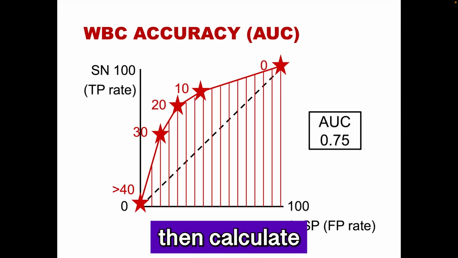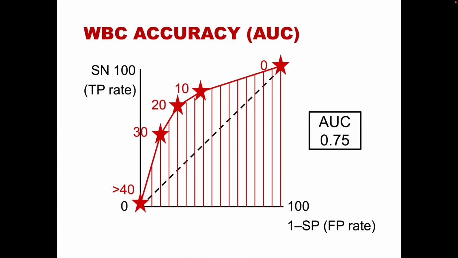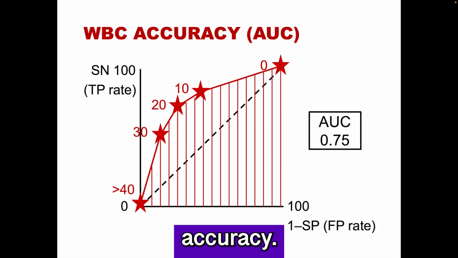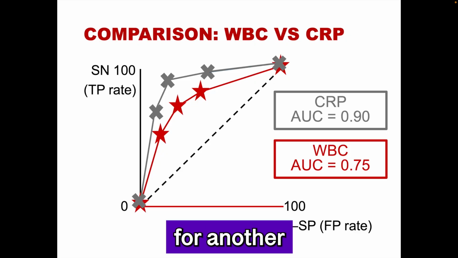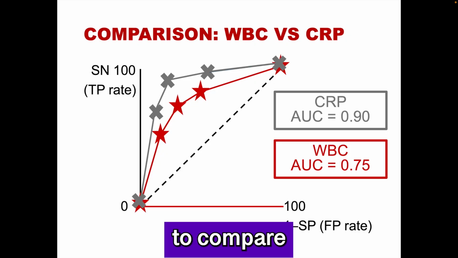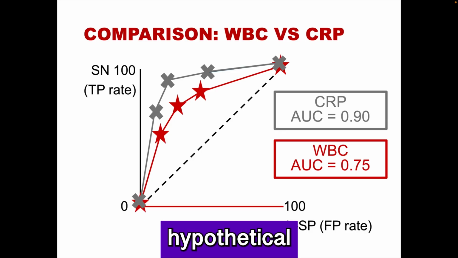We can then calculate the area under the curve. In this example, it is 0.75, which is considered fair test accuracy. We can also add a curve for another diagnostic test or rule to compare its accuracy to that of the white blood cell count. In this example, we add a curve based on hypothetical data for C-reactive protein in appendicitis.